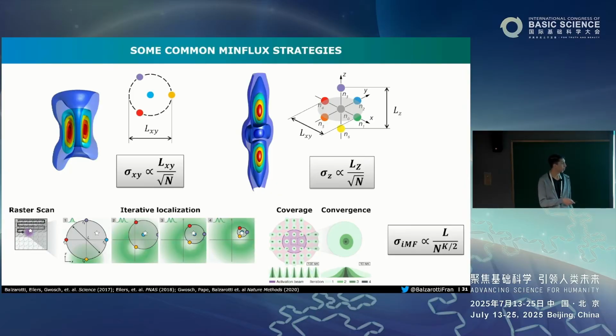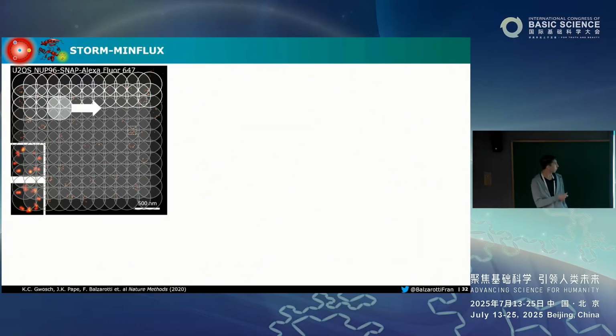The precision of iterative MINFLUX ends up being proportional to a number in nanometers up here, and the number of photons gets an exponent. I will tell you why. But the data looks like this.